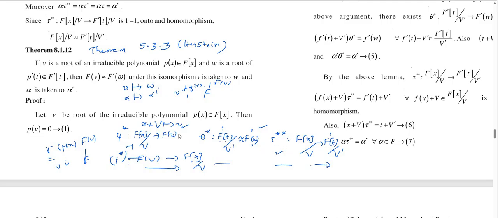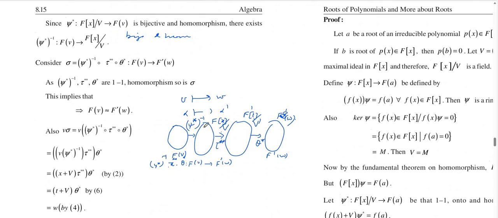Putting all these together, what we had was psi star from F[x] mod V to F of v. Now psi star inverse will exist because it is bijective, and when psi star is a homomorphism, psi star inverse is also a homomorphism. So psi star inverse from F of v to F[x] mod V is also bijective. And from F[x] mod V we took the map to F prime of w as theta star. Now combining all this, the composition gives us a mapping between F of v and F prime of w, and that mapping we took as some sigma. So sigma from F of v to F prime of w is one-to-one, onto, and a homomorphism.